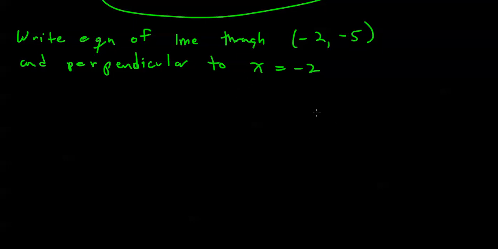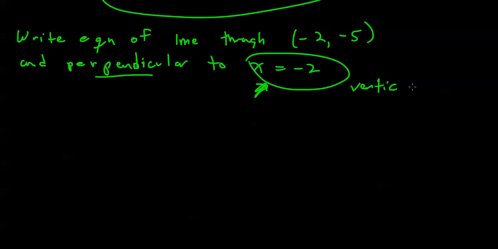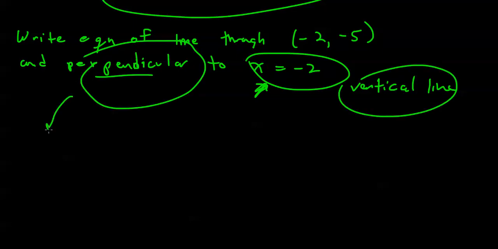Alright, we are given neither the slope nor the y-intercept of the line we need. But we do know a given point, and we do know it's perpendicular to this line. Do you notice anything about this line here? Well, it's a vertical line, is it not? X equals constant, vertical line. And if you're perpendicular to a vertical line, that means you need a horizontal line for my final answer.